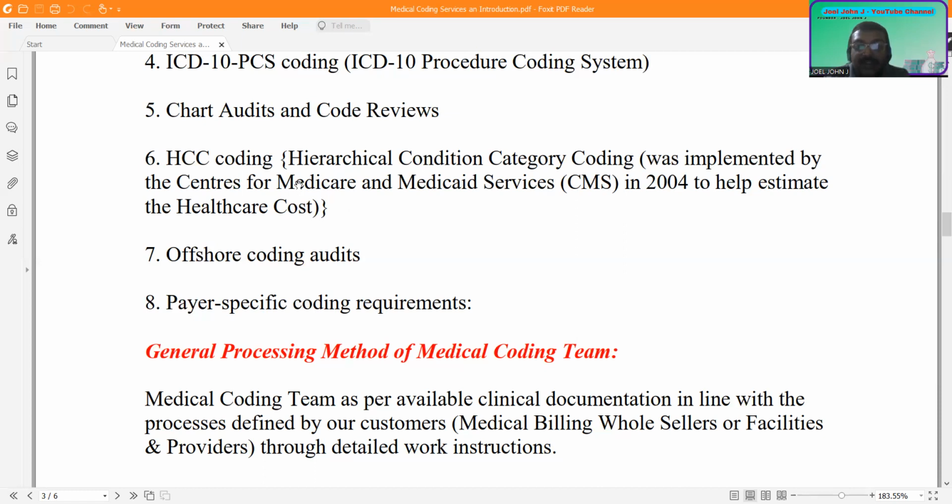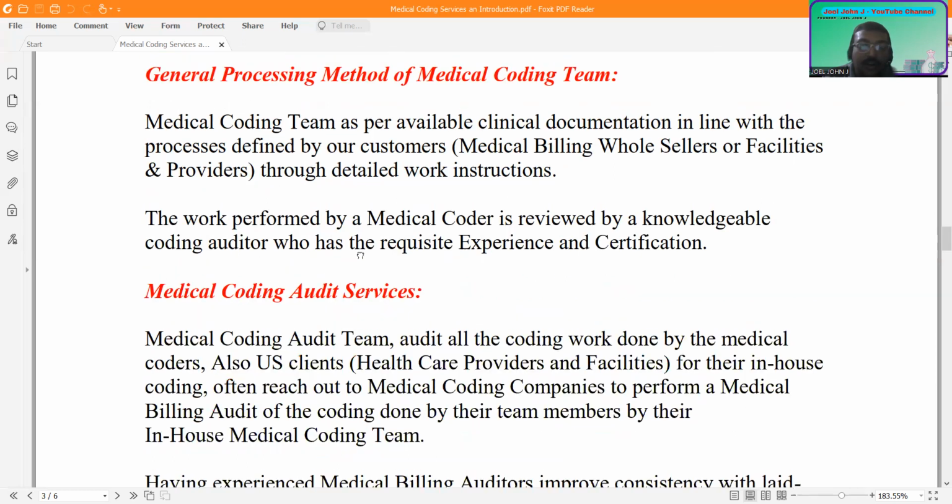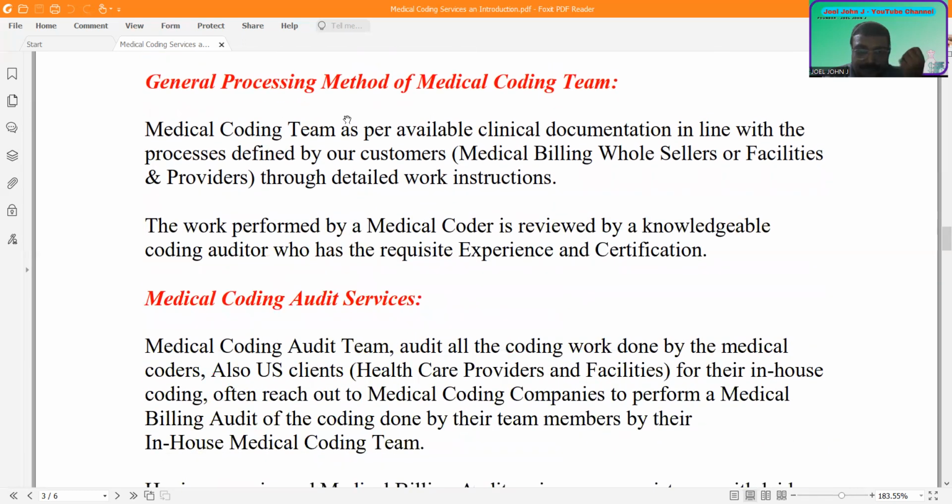So they will estimate the approximate health cost, how much this person may spend for his health condition, and average it out. Based on that, they also arrive at the premium which they charge for the insurance. And another thing which is happening is offshore coding audits and payer-specific coding requirements. These are all the things which are part of the coding team.